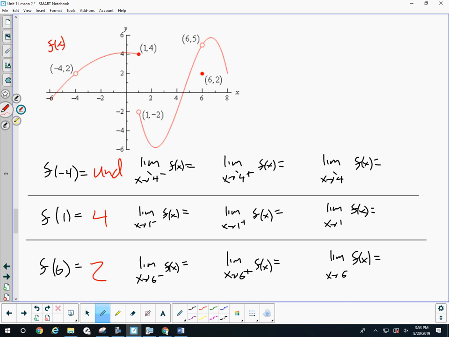Remember, start without looking at the graph on the x-axis. That's your input axis. Don't look at the graph. Look at the values you should be plugging in, and then look above and below that specific value. So -4 from the left. Okay, I should be thinking about -4.0001, plugging that in.